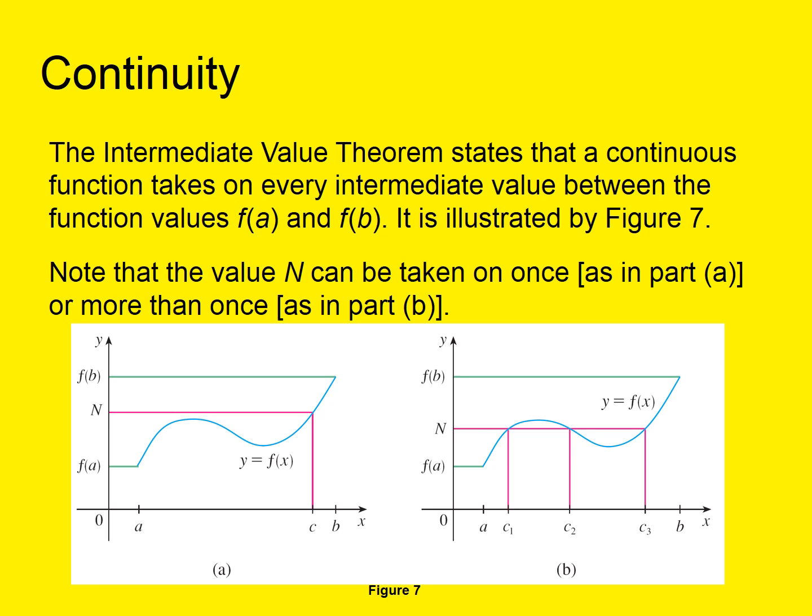The Intermediate Value Theorem states that a continuous function takes on every intermediate value between the function values f of a and f of b, which in our mountain climbing example were 100 and 1,000. It's illustrated by figure 7. Note that the value N can be taken on once or more than once. With the mountain climber, we only really saw one time that he was at 500 feet. But the mountain could have gone up and gone down, and there could have been multiple times at which he was at 500 feet.